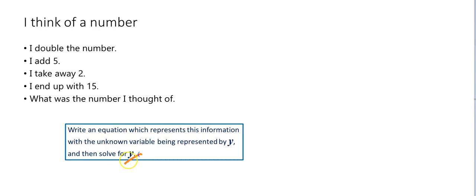Okay, so solving for y, let's do this. Think of a number, that becomes our y. I double the number, so 2y. I add 5, I take away 2, I end up with 15, so that means it equals 15. So now I have an equation that I can solve.